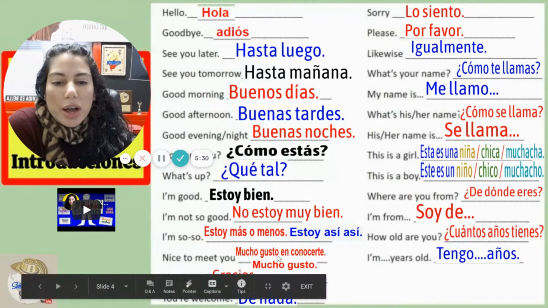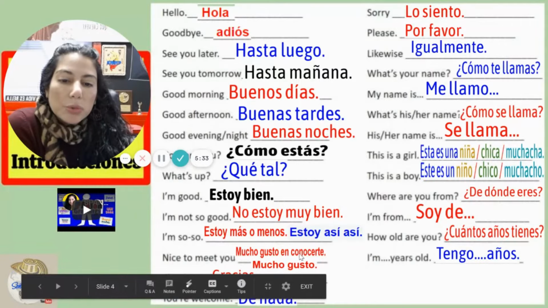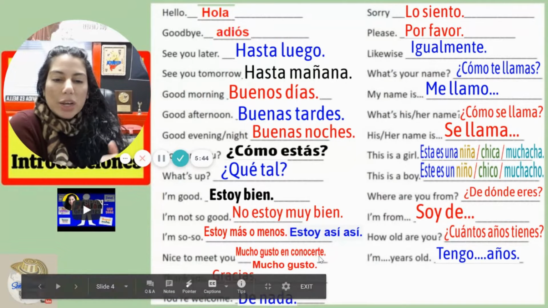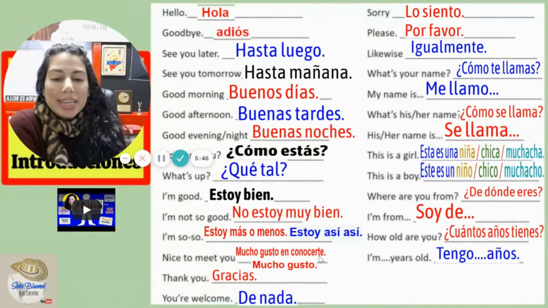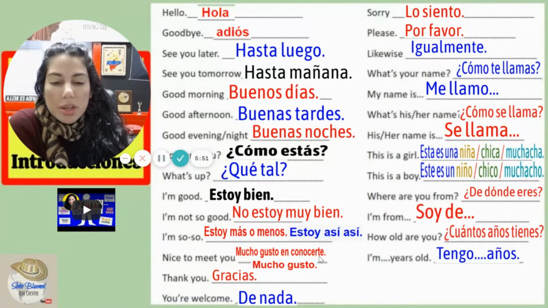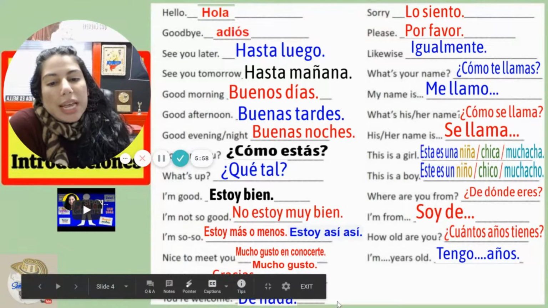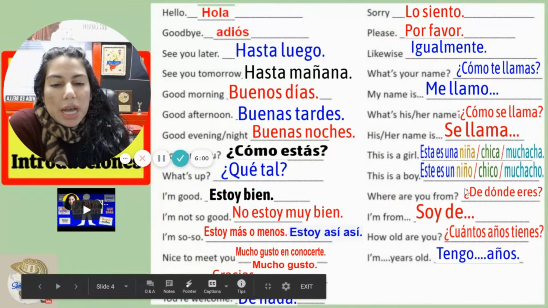Nice to meet you. You can say the long way, which is mucho gusto en conocerte. Conocerte is the verb conocer, which means to meet. You can say that, mucho gusto en conocerte, and that te indicates that you are addressing the person with tú, meaning informal. Or you can just simply say mucho gusto, which means nice to meet you.